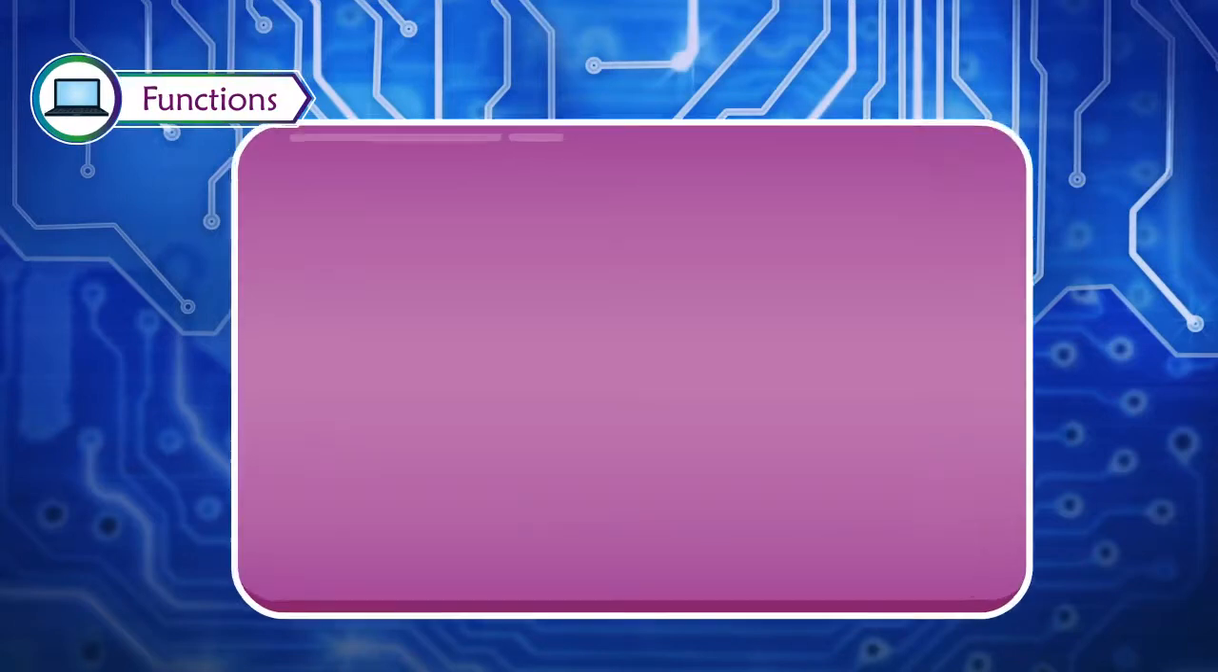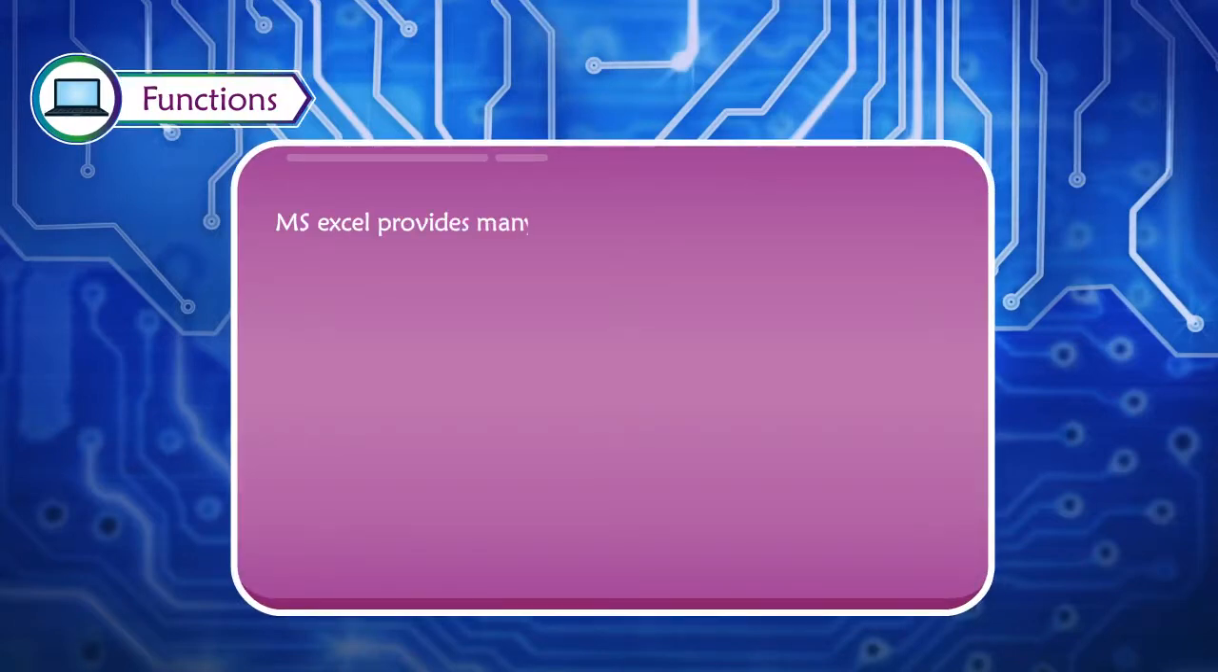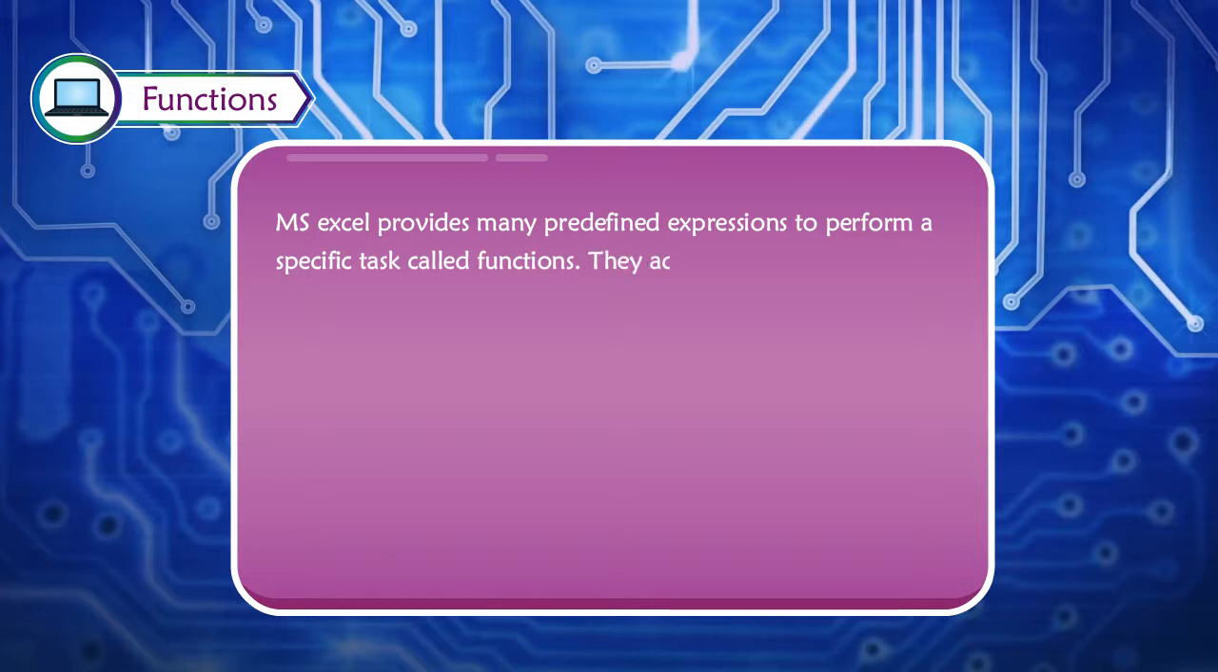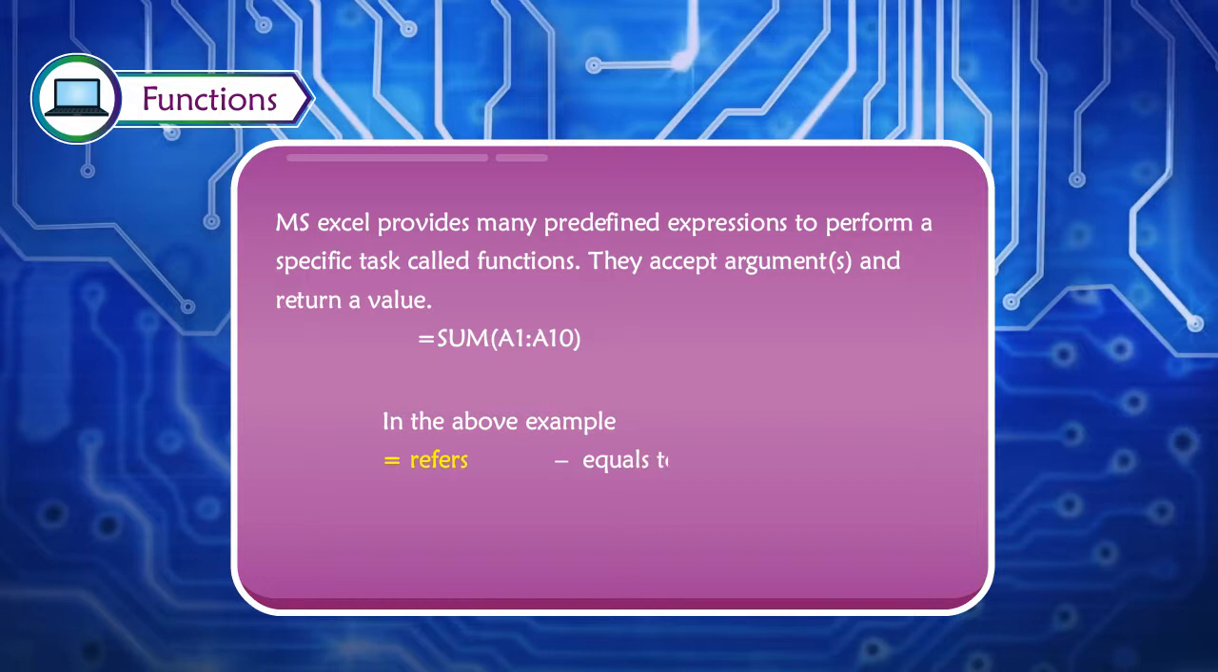Functions. MS Excel provides many predefined expressions to perform a specific task, called functions. They accept arguments and return a value, for example, =SUM(A1:A10). In the above example, = refers to the equal to sign, SUM is the name of the function, and A1:A10 is the argument.